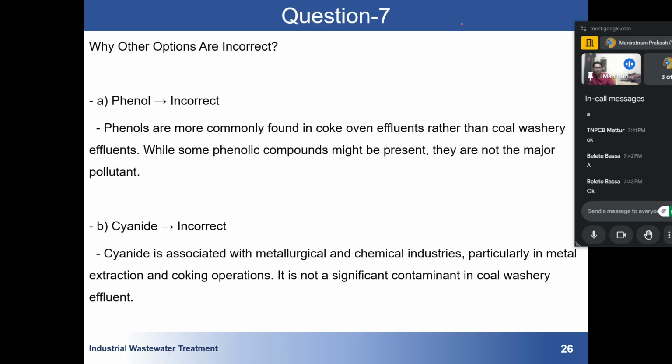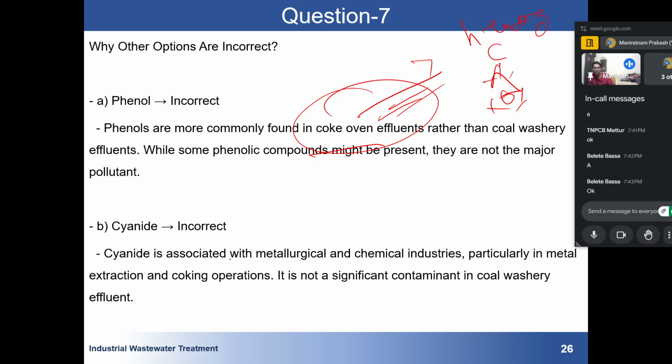Phenols are commonly found in coke ovens, where some kind of heating is done. This is the blast furnace, where heating is done. In that case, the carbon may form some aromatic compounds. While phenolic compounds might be present, they are not a major pollutant. Cyanide is associated with metallurgy, particularly metal extraction and coking operations, which are not similarly conducted in a coal washery.